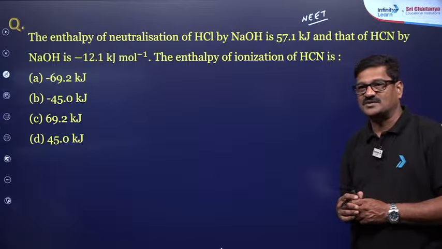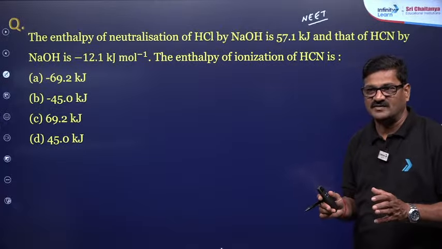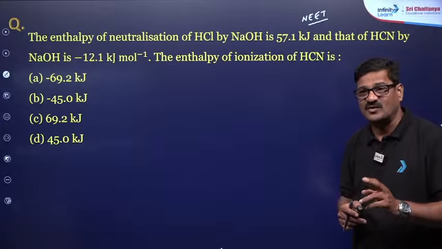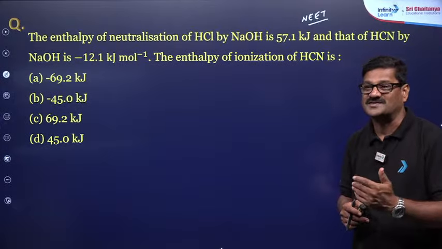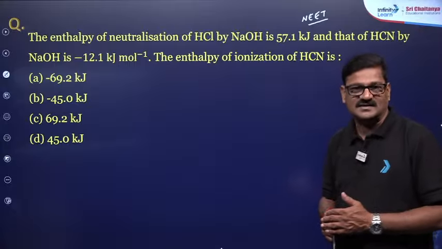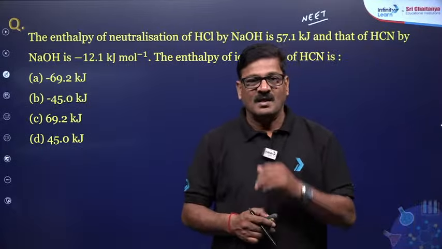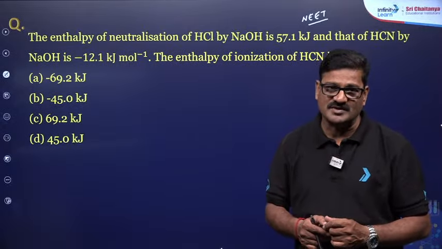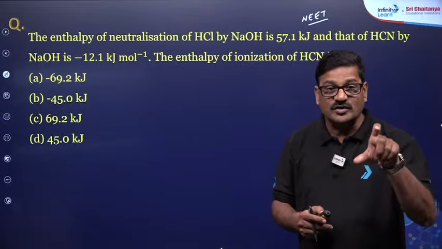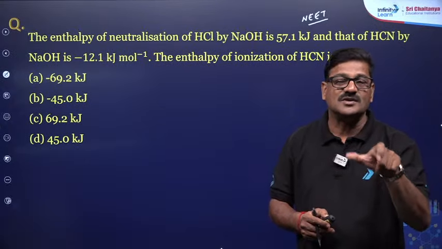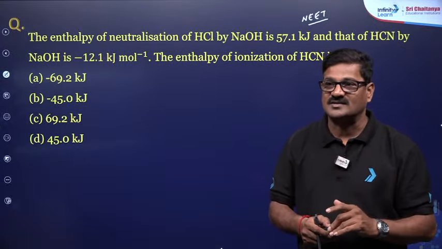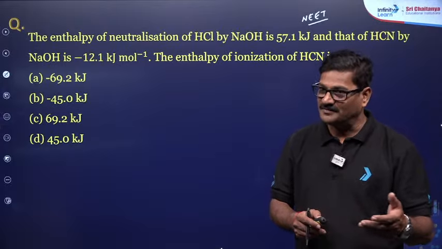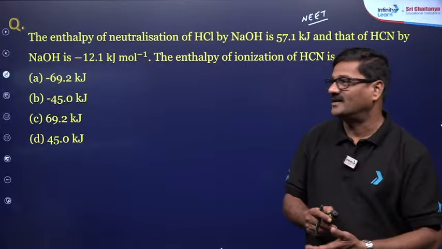The enthalpy of neutralization of HCl by sodium hydroxide is minus 57.1 and that of HCN by sodium hydroxide is minus 12.1. The enthalpy of ionization of HCN. Actually, HCN is a weak acid. Its value is less than the strong acid and strong base. क्योंकि ये जो difference आता है ना, ये ionize करने में इस्तेमाल होता है. So I can say simply 57.1 minus 12.1.